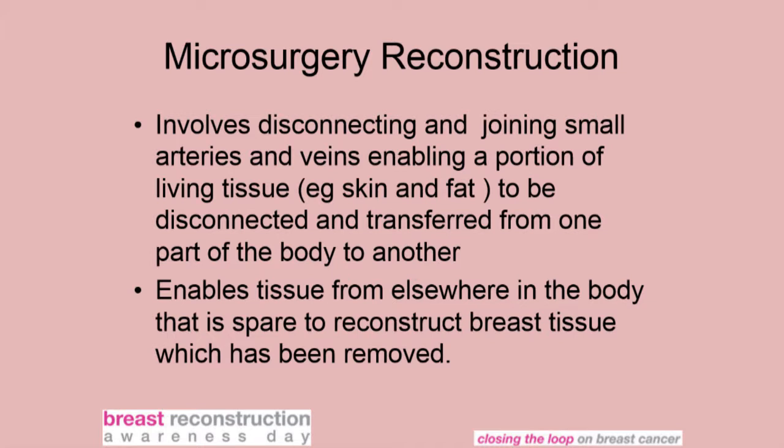Microsurgical reconstruction involves disconnecting and joining small arteries and veins, enabling a portion of living tissue, for example skin and fat, to be disconnected and transferred from one part of the body to another. In other words, this enables tissue from elsewhere in the body that is spare to reconstruct breast tissue which has been removed.